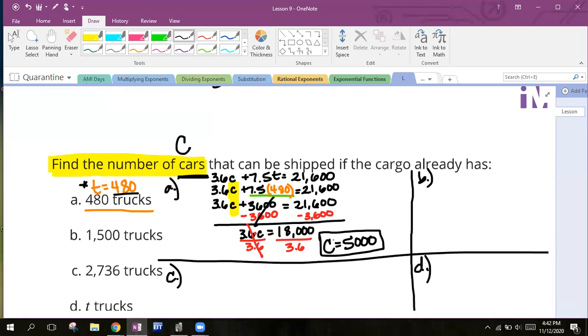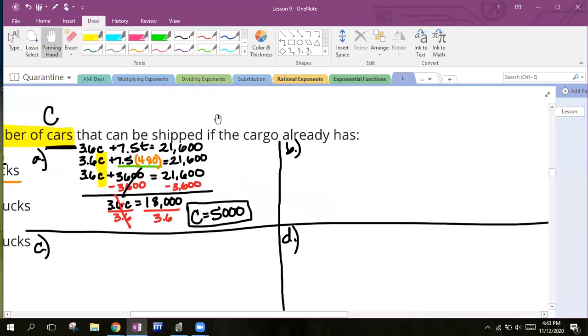All right, what I want you to do now is pause the video and attempt to do B and C. I'm going to continue working them, but I'm just not going to talk my way through them. I'm just going to write them out, and I want you to check your work and see if you did your math correctly. Already writing too big.